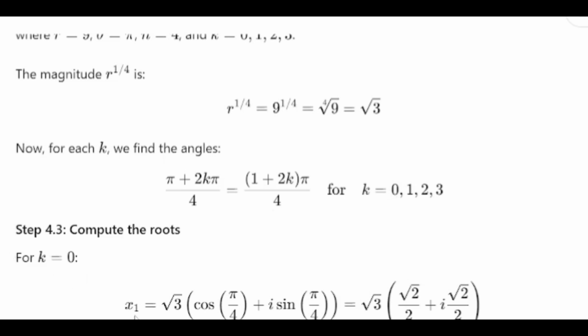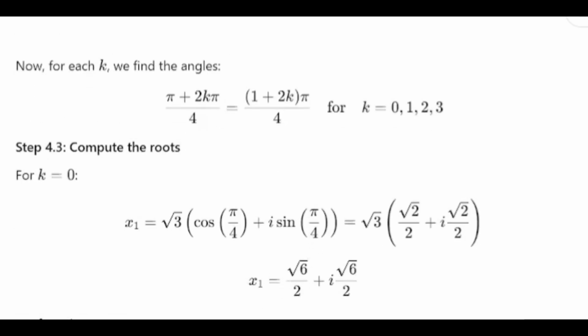Then for k equal to 0, we have x1 is equal to square root of 3 (cos(pi/4) + i sin(pi/4)), which equals square root of 3 (square root of 2 divided by 2 plus i square root of 2 divided by 2). Then what we do now is x1 will be equal to square root of 6.